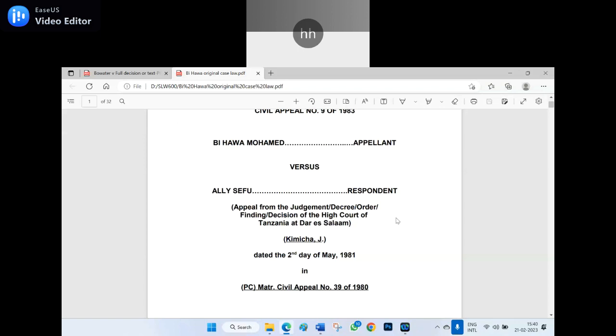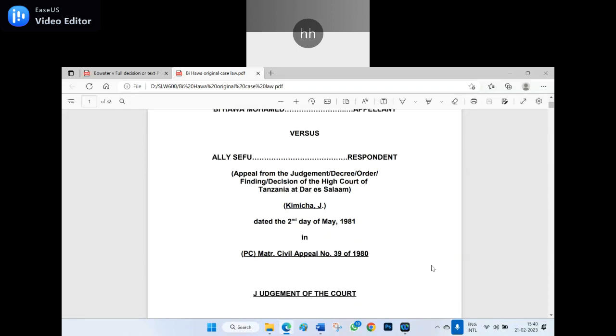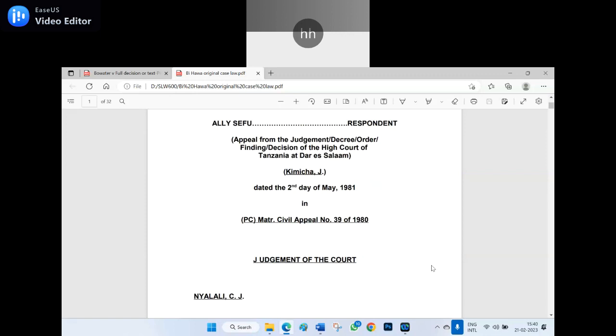And here they can appeal from the judgment, decree, order, finding, or decision of the High Court of Tanzania at Dar es Salaam, Kimicha J, dated 2nd day of May. And this is the High Court decision. Judgment of the court, Tanzania High Court, dated 2nd May 1981, and it's a PC, which means matrimonial civil appeal. It's a PC, private complaint, and matrimonial civil appeal number 39 of 1980, judgment of the court.